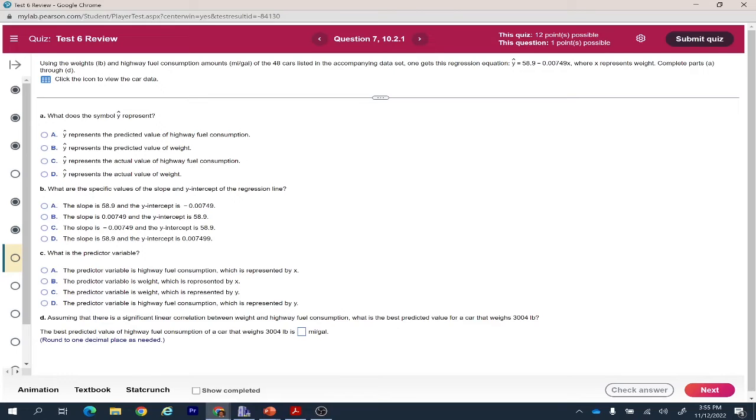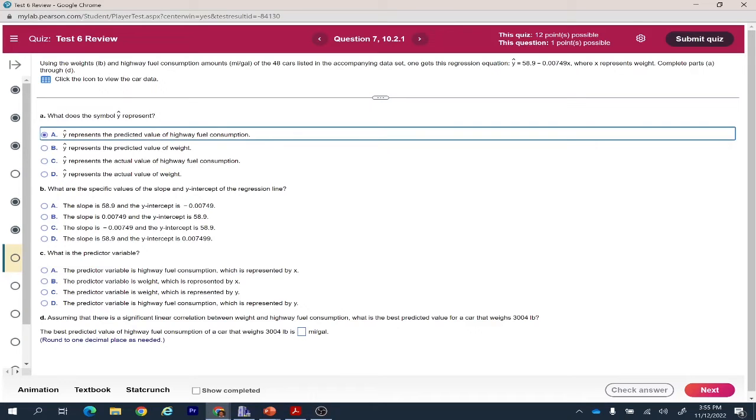What does the symbol Y cap represent? Y hat or Y cap, whatever. Y hat represents the predicted value of the highway fuel consumption. Y cap does not represent the predicted value of weight. It's fuel consumption, so there are two options. Y hat does not represent the actual value of the highway fuel consumption. So this is the predicted value of highway fuel consumption, it's not actual. Whenever you see the Y cap, that's the predicted value.